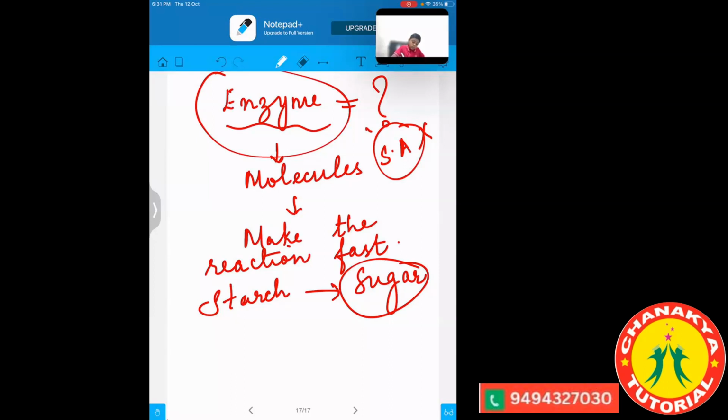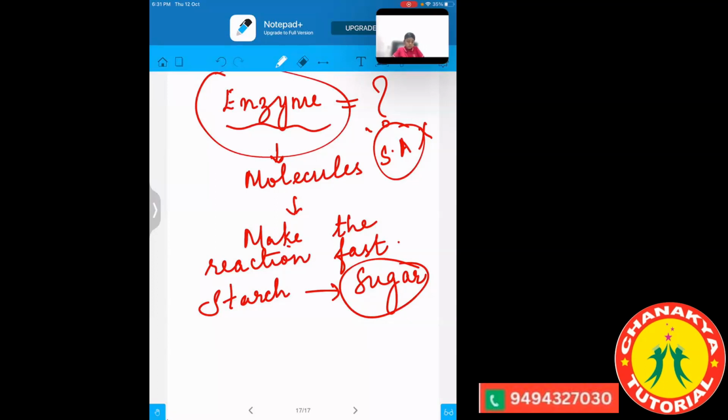Then in the pancreas also we have enzymes. Why are these enzymes present in the pancreas? So that the reactions of the pancreas will become fast. Not every body part, but most of the organs have these enzymes so as to increase the speed of the reaction. So that is what enzymes are. Whatever enzymes are present, they make that process fast.